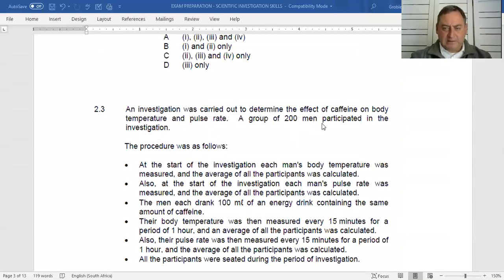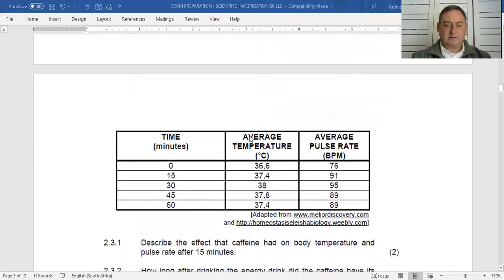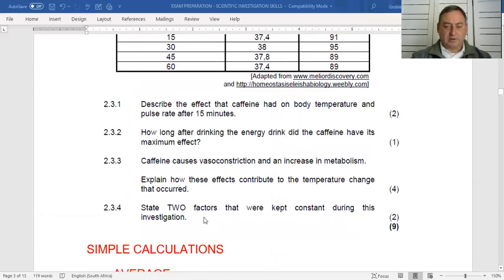It was only men that were used, because women may have a different metabolism or different metabolic rate when it comes to how their metabolism functions. So one thing was kept constant. It was only men, and they were all seated. They were not allowed to do exercise. Those things were kept constant. And then the temperature was always taken every 15 minutes. So it tells us here, you get the answers there, you write it down, and you're scoring marks there.